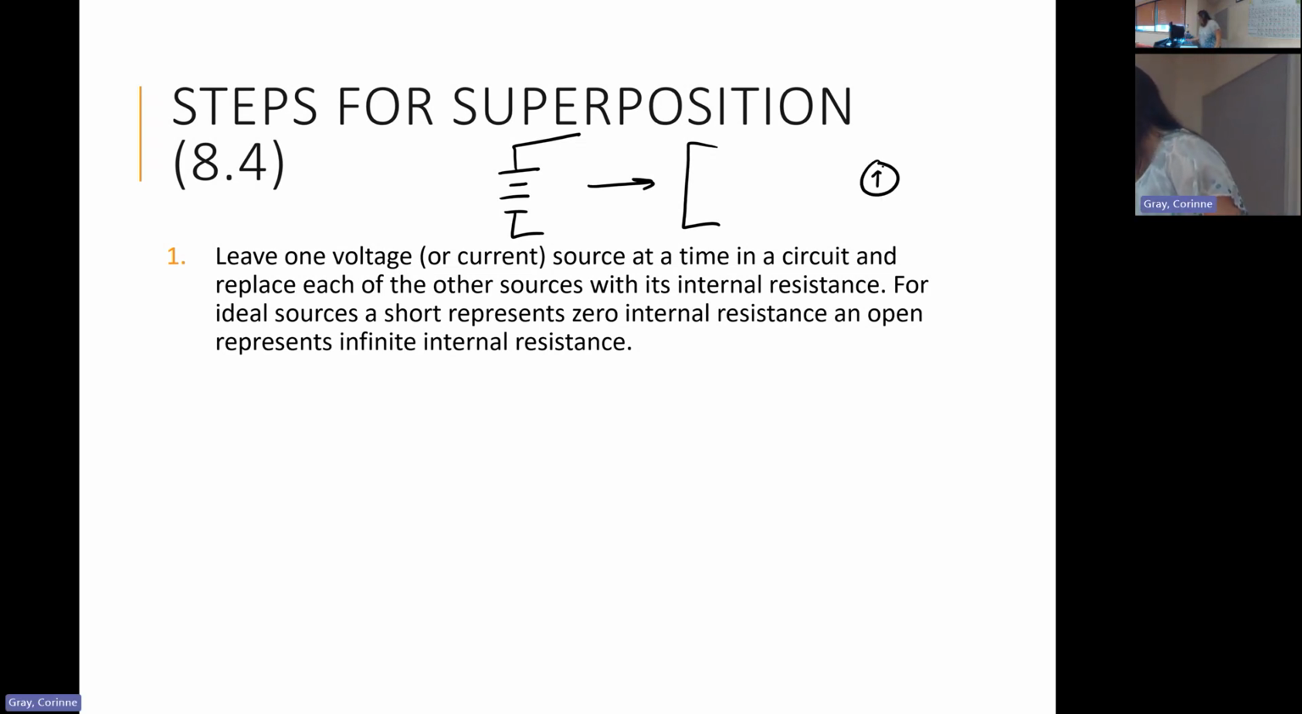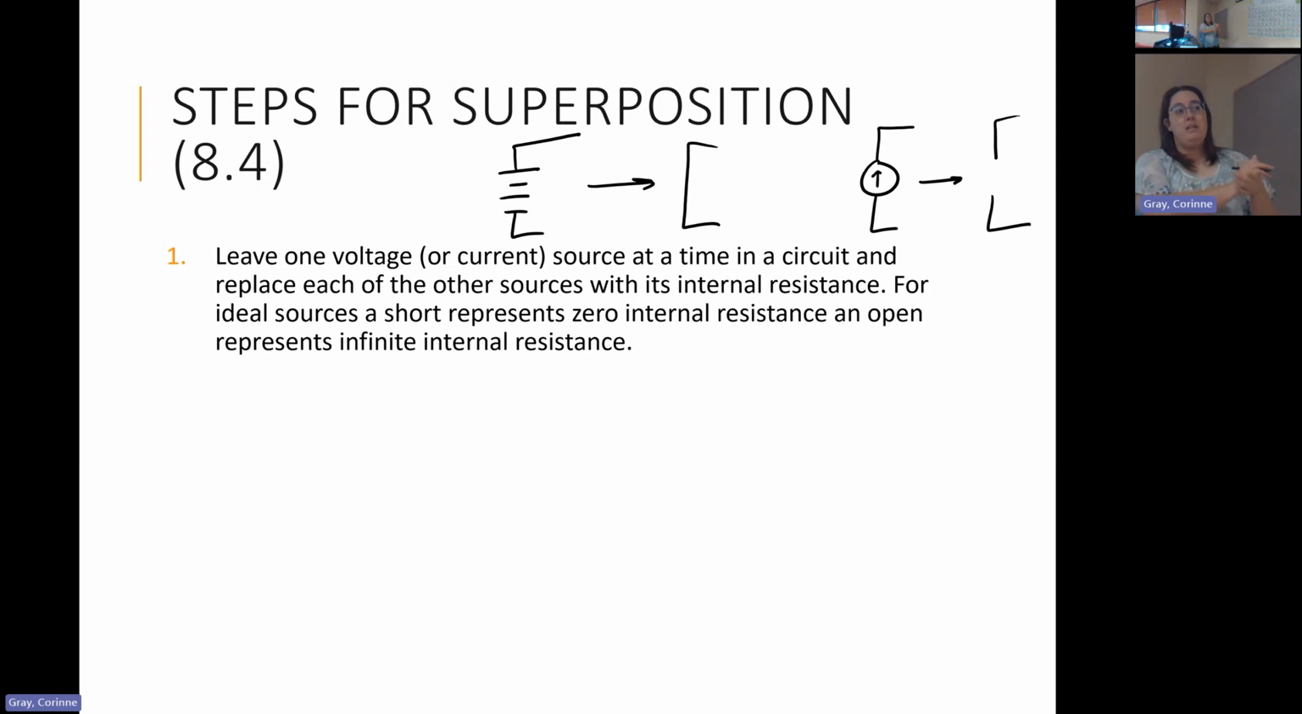For a current source, what we are going to do is replace it, take it out, and not replace it with anything. So it is going to be an open location. In order for current to flow, we have to have a closed loop. So basically when we take the current source out, that branch no longer has current flowing through it.